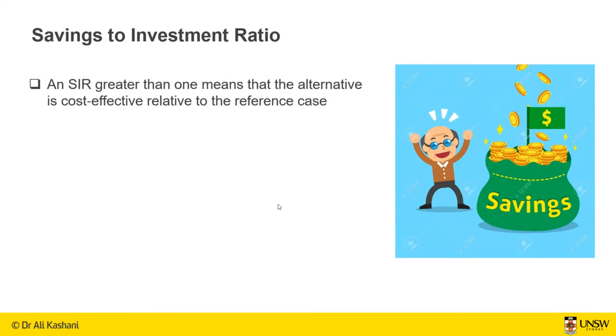So an SIR greater than 1 means that the alternative is cost effective relative to the reference case. Sometimes you just want to compare different scenarios, and if the SIR is higher than 1, this is likely a good scenario compared to the reference case. In the scenario that I mentioned, the reference case is just doing nothing, so just paying for the grid electricity. The money that you save is not going to be better if your SIR is less than 1.